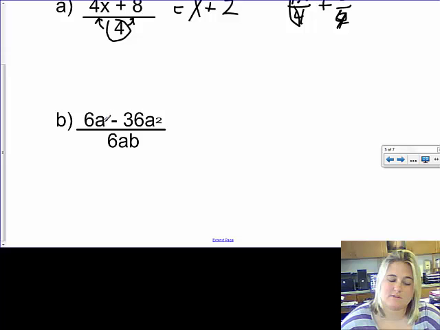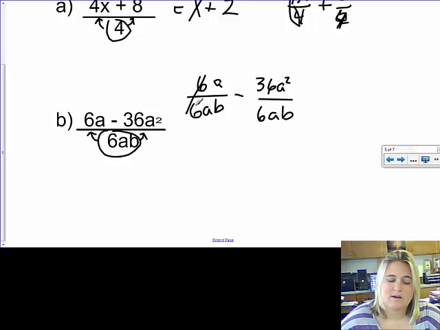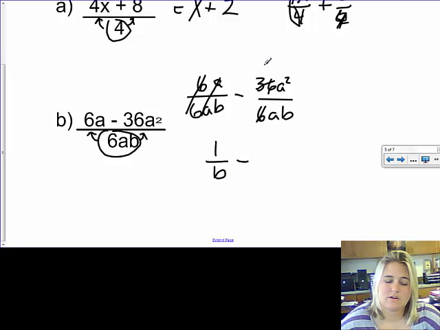Same thing happens here. This 6ab goes to both terms. So I'm going to start by writing it as 6a over 6ab minus 36a squared over 6ab. So my 6 and my a cancel, which means I'm left with a 1 on top over b, minus 6 and 36 reduced to a 6, so I have a 6 on top. So I'm going to write that on top.